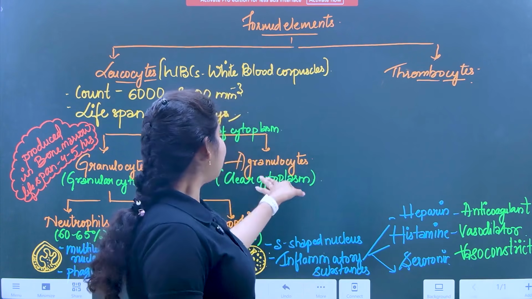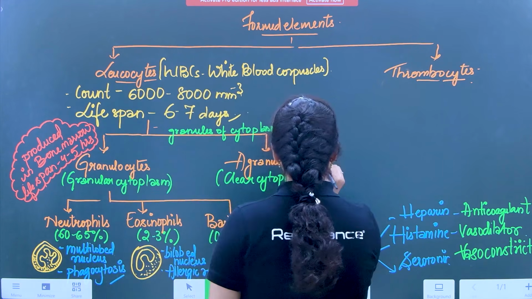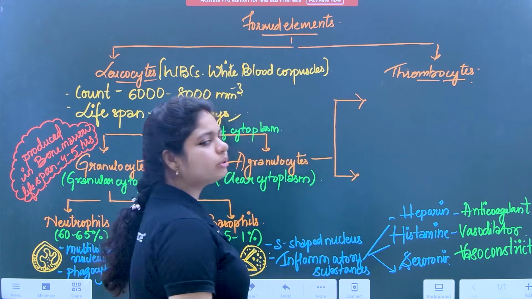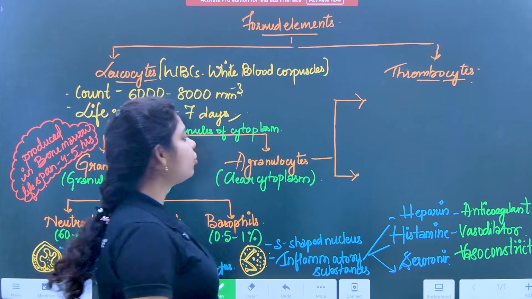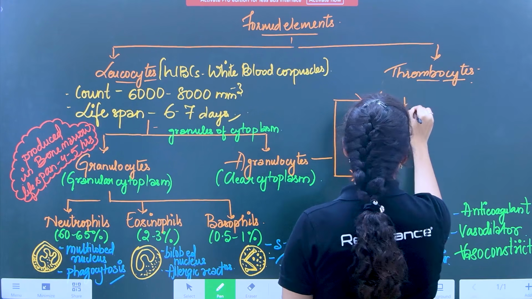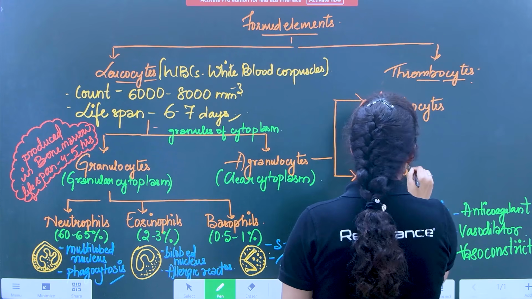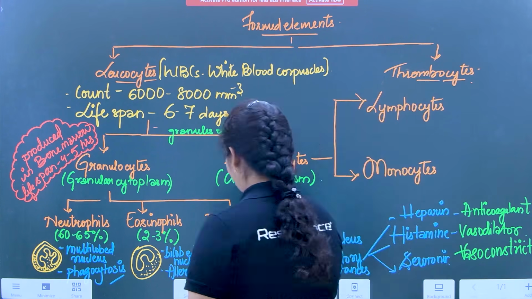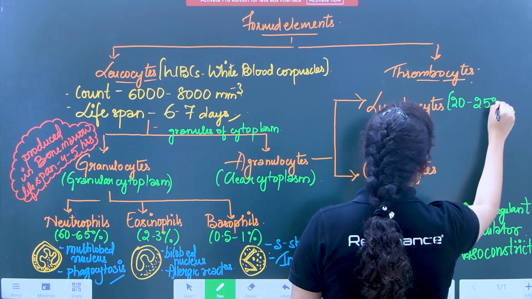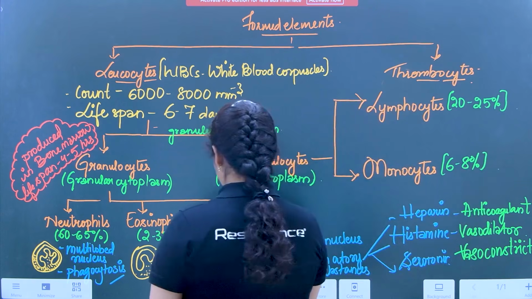Got it? Next, agranulocytes means clear cytoplasm. These agranulocytes are of two types. What are the two types of agranulocytes? Number one is lymphocytes. Number two is monocytes. Lymphocytes are 20 to 25 percentage. Monocytes are 6 to 8 percentage.